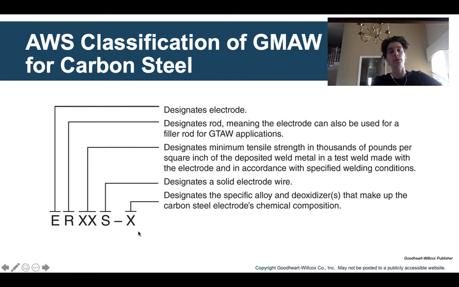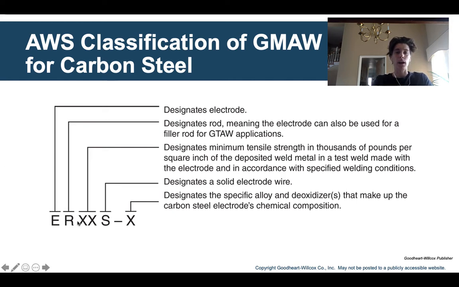You're all familiar with different electrode classifications from stick welding, and if you've done any TIG welding. So this is just the way that we designate GMAW electrodes for carbon steel. We get E for electrode, R for rod, just like with TIG welding. It means it can also be used for TIG welding applications, even though that would be a little bit odd because it's such a thin wire.